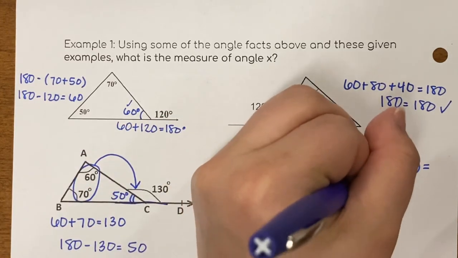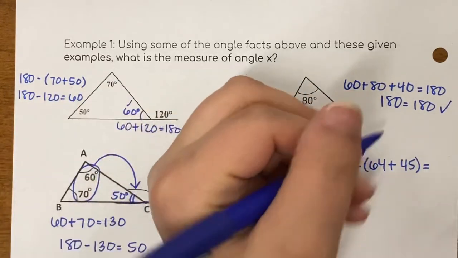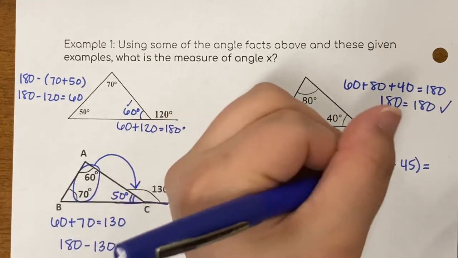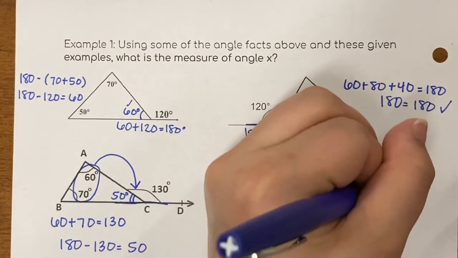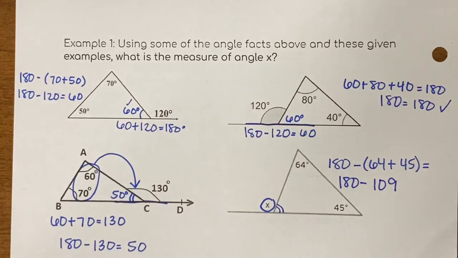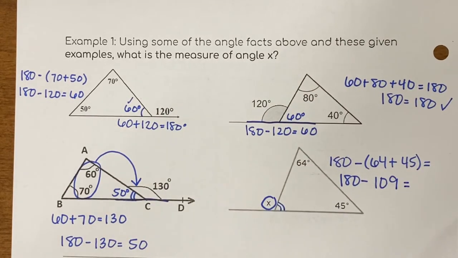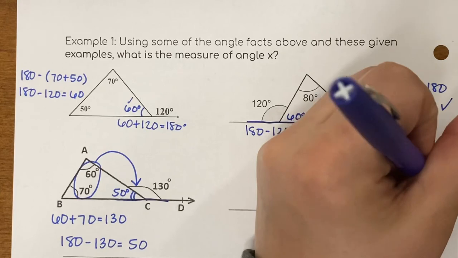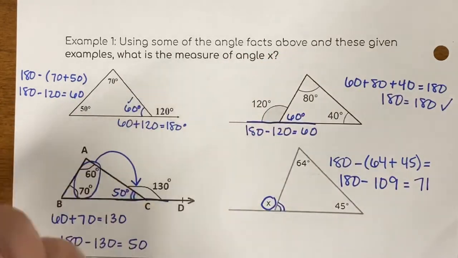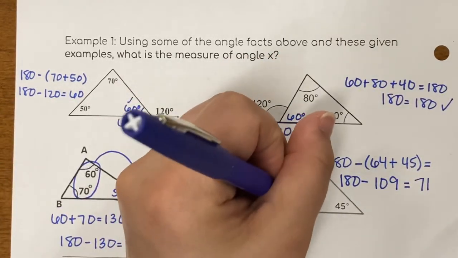So I have 180 minus 4 plus 5 is 9, 6 plus 4 is 10, so I get 109. So now I'm going to do 180 minus 109, and we get 71. So this measure right here is 71 degrees.